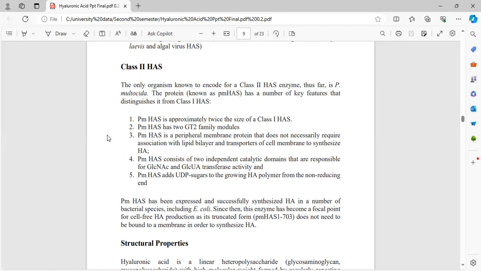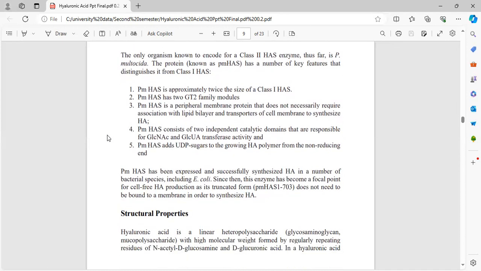PmHAS has been expressed and successfully synthesized hyaluronic acid in a number of bacterial species, including E. coli. Since then, these enzymes have become a focal point for hyaluronic acid production, as its truncated form, PmHAS 703, does not need to be bound to a membrane in order to synthesize hyaluronic acid.